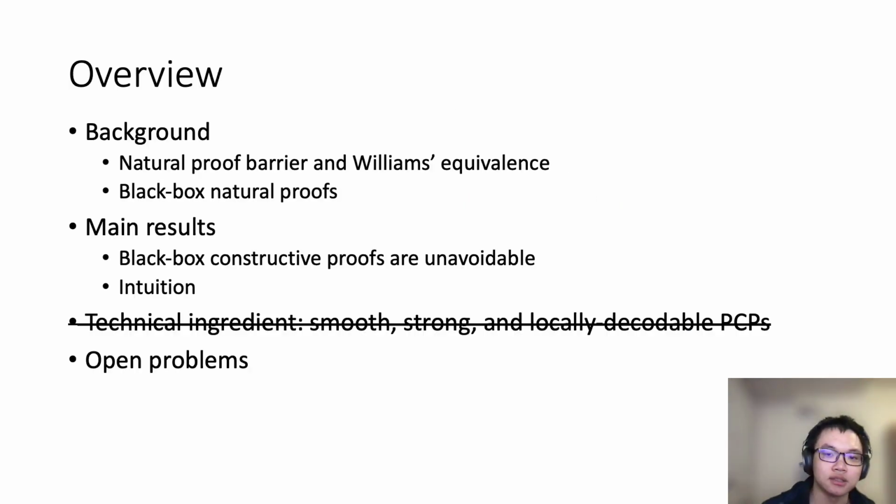So let's get started. I will first introduce the background of our work, including the natural proof barrier, the black box natural proofs, and Williams' equivalence between non-deterministic circuit bounds and constructive properties. I will then show you our main theorem, which says that black box constructive proofs are unavoidable. And I'll give you some intuition of how the theorem is proved.